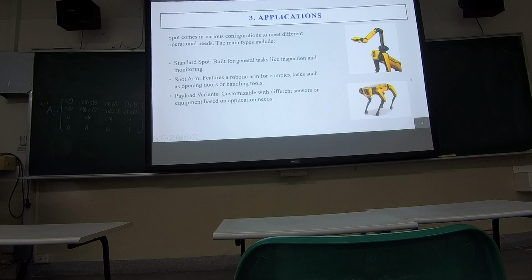There are three types of Spot robots for different scenarios. The first one is standard Spot, used for general tasks like inspection and monitoring. The second one is Spot Arm, which features a robotic arm for complex tasks such as opening doors or handling tools. And the last one is the custom variant, customizable with different sensors or equipment based on the application needs.